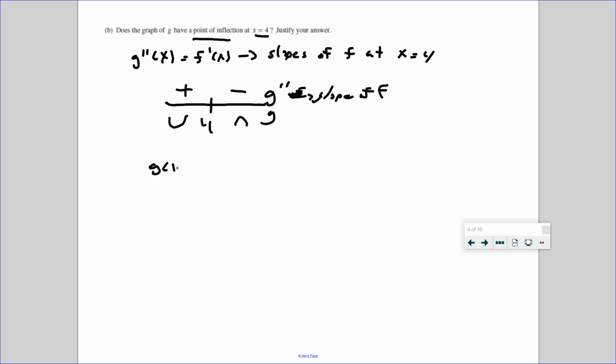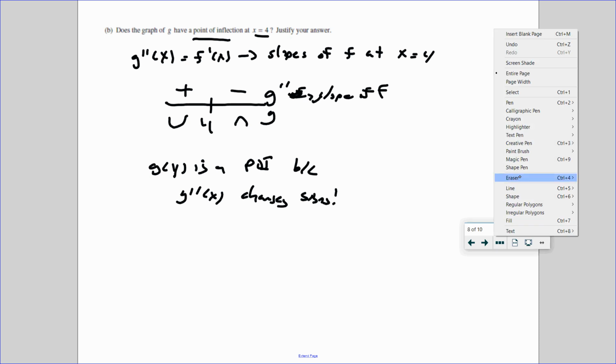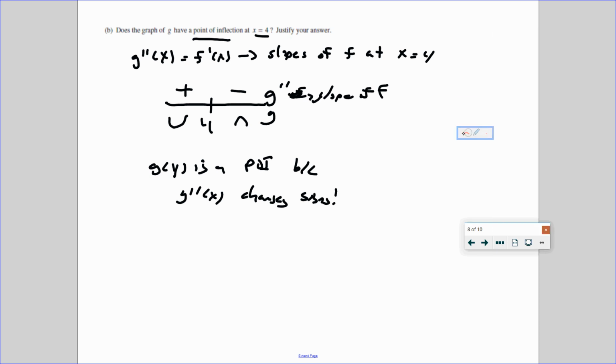So we would say g of 4 is a point of inflection, and that is because g double prime of x changes signs. Again, not worth too many points, but everybody should be able to get that. That's 2 points right there. That's like a freebie. You better get this one, otherwise, angry. Okay, get those right.